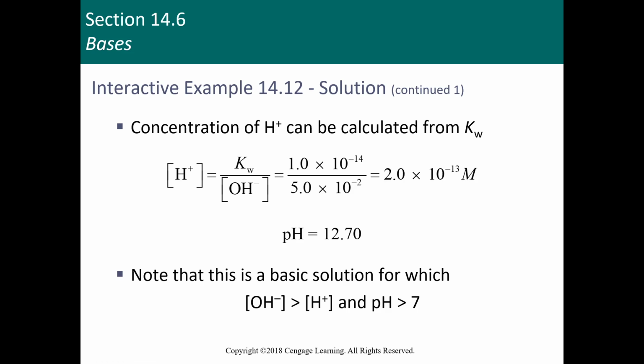And if we were to go ahead and do the pH for this, that would be 10 to the negative log of this value right here, which would give you a pH of 12.7. This is, of course, a basic solution, which hopefully you would expect considering we are talking about adding a base to it.